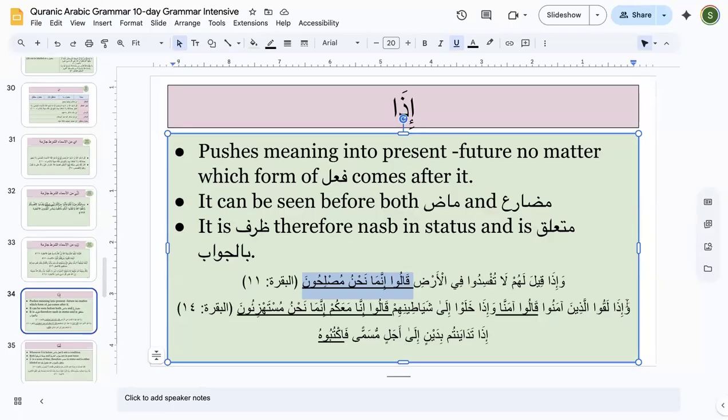When it comes to wa iza laqul ladhina amanu, when they meet those who have believed, they say amanna, we have believed. So see how you should be able to find your shart clause, and then you have your jawabu shart. And jawabu shart, since it does not have any of the 8 conditions, can be easily connected with your shart without need for any fa rabita. But in here, iza tadayantum bidainin ila ajalim musamma, when you take a loan for a specified period or term, faktubuh, then you all write it.